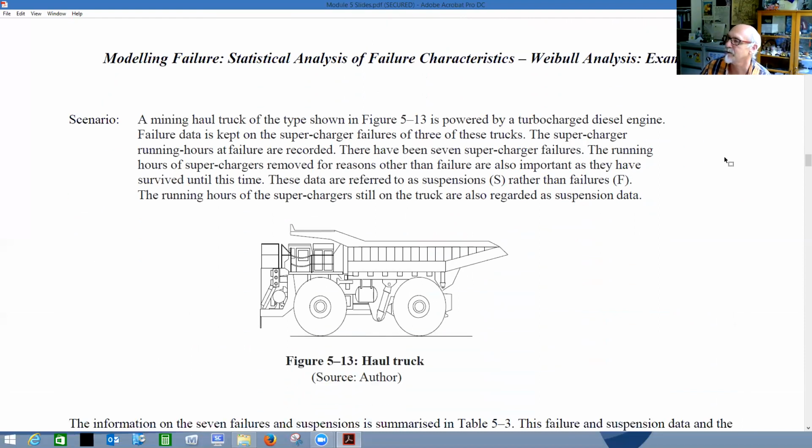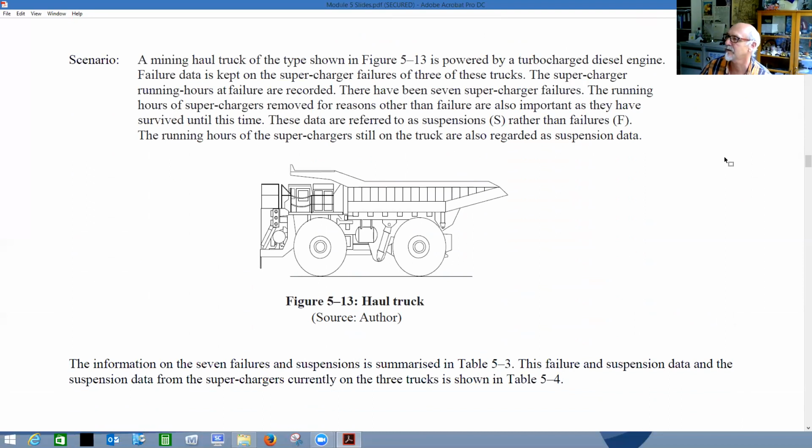All right, let's have a look at an example. A mining haul truck shown in figure 5.13 is powered by a turbocharged diesel engine. Failure data is kept on the supercharger failures of 3 of these particular trucks, and the supercharger running hours at failure are recorded. That's why you have to keep all this data. There have been 7 supercharger failures. The running hours of superchargers removed for reasons other than failure are also important, as they have survived until this time. So it's not just failed things, but also things that haven't failed, because then you can look at different rates of failure and start to analyze why.